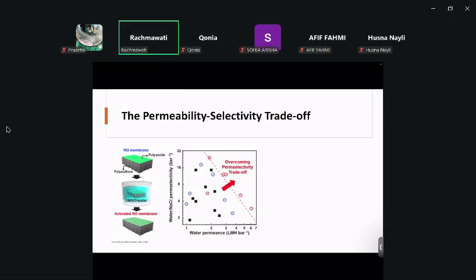So, for example, we have water-salt selectivity, and also water permeance here in liters per meter squared per hour. And then we have this diagonal, overcoming the selectivity trade-off. And this is for the reverse osmosis membrane. It contains polyamide on top, and polysulfone at the bottom of it. And then, for example, the water having a DMSO to activate the reverse osmosis membrane.